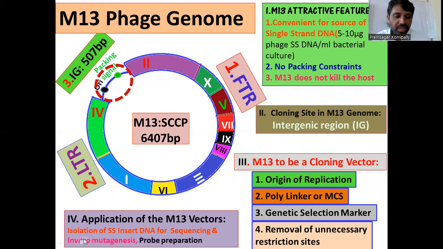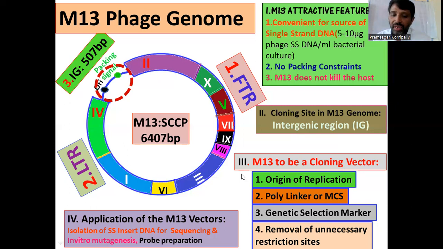Second application is in vitro mutagenesis. When you want to change certain bases in the genome, that also requires single-strand DNA. And the third is probe preparation. A probe is very, very essential to detect macromolecules, RNA or DNA, through southern blot or northern blot. For that probe preparation also, you require single-strand DNA. So when you clone your gene of interest into the M13, you can sequence it, you can change it, or you can use that as a probe. So these are the advantages you have when you clone your gene of interest into the M13 vector.